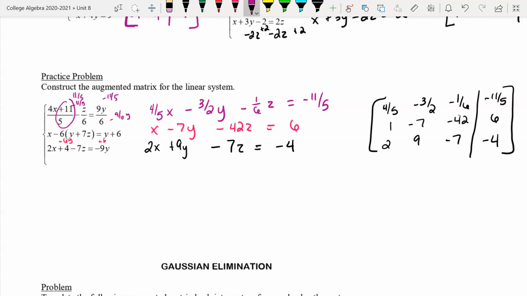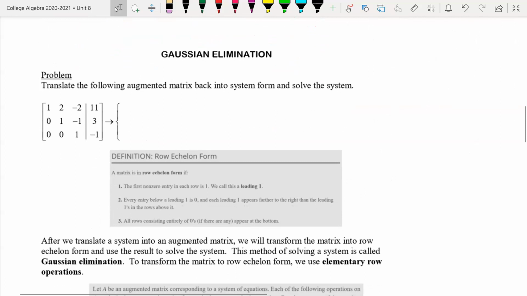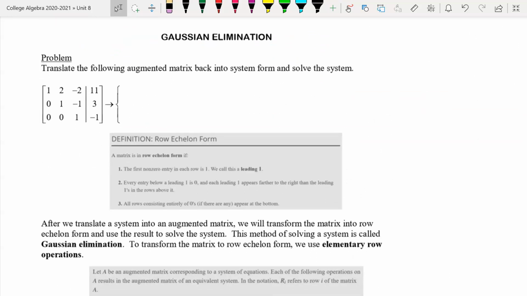Okay? So augmented matrix, you have to know how to convert them, a system, to an augmented matrix in order to solve these problems. So then that leads into Gaussian elimination. So translate the following augmented matrix back into a system form and solve the system. So if we do this, you'll notice it goes x, y, z again. So I'm going to say 1x plus 2y minus 2z equals 11. Notice there's 0 x's, so I'm not going to write an x. Y minus z equals 3, and then z equals -1.